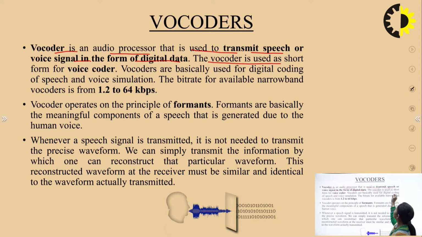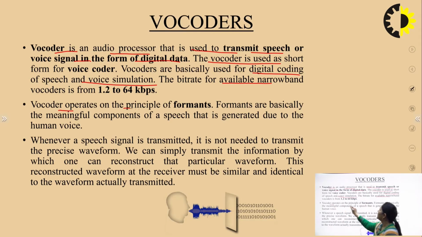It is used as a short form of voice coder, basically used for digital coding of speech and voice simulation. Ultimately, if you are converting the speech signal into digital form, that means we are simulating the voice signal, so it is also called voice simulation. The bit rate for available narrowband vocoders is from 1.2 to 64 kbps. So this is the bit rate.